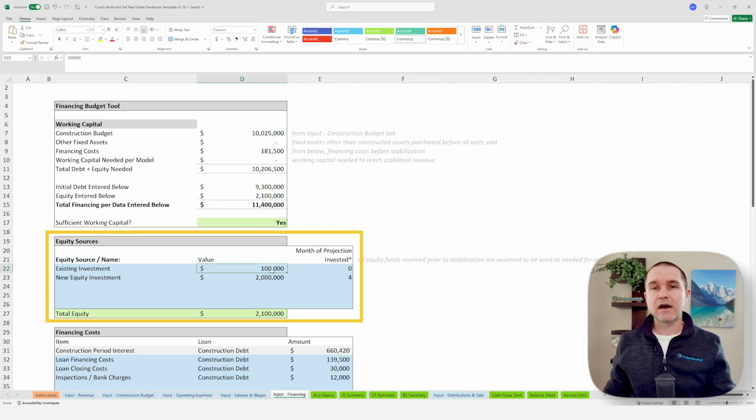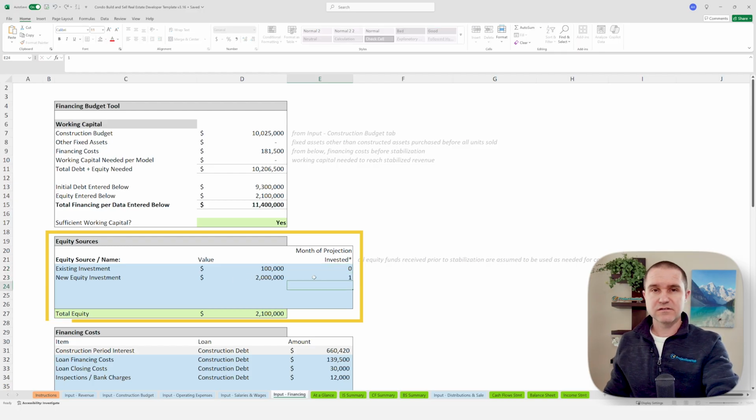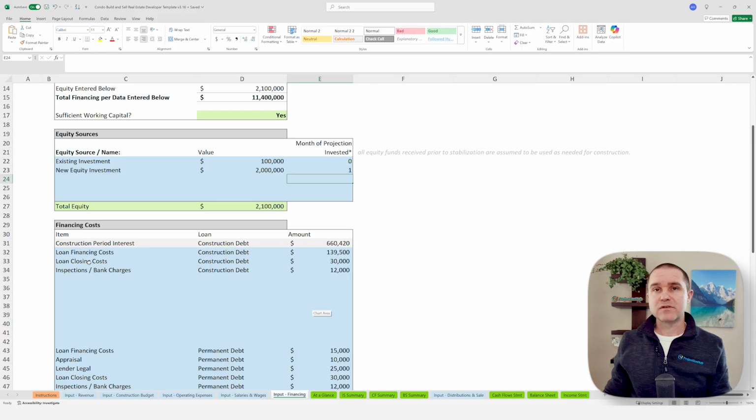So let's say you already put in $100,000 on an option on the land or something, right? So that's equity you've already invested. You can set that to month 0 because it's equity you've put in previously. And then this would be new equity that you're bringing in as part of the project. So let's make that month 1. You're probably going to have to spend your equity first before the loan dollars get spent.